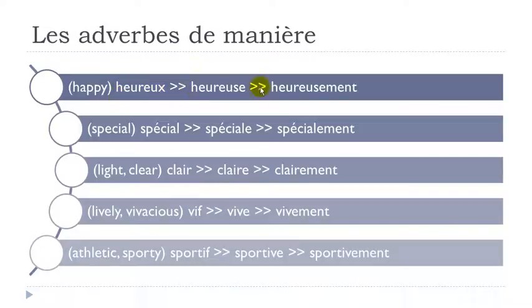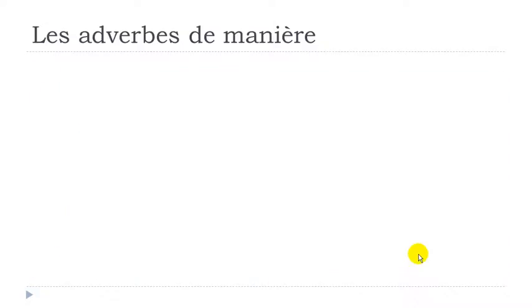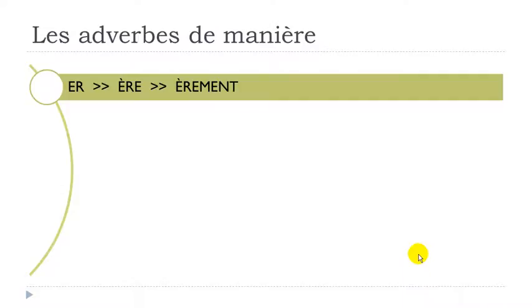Heureux, heureuse, heureusement. Spécial, spéciale, spécialement. Clair, claire, clairement. Vif, vive, vivement. Sportif, sportive, sportivement. Okay, and then we can see some subgroups.